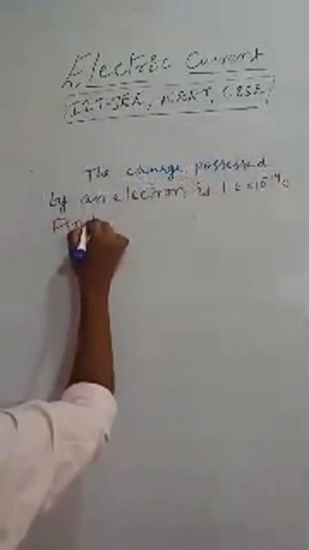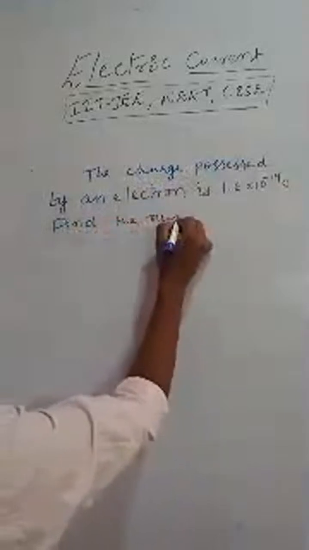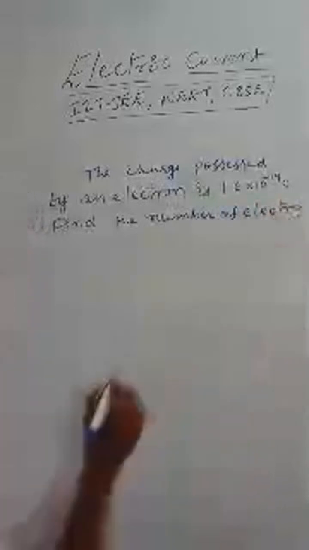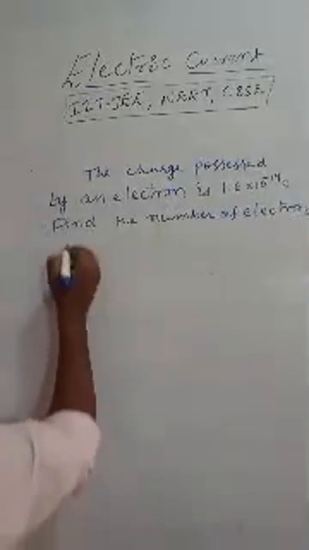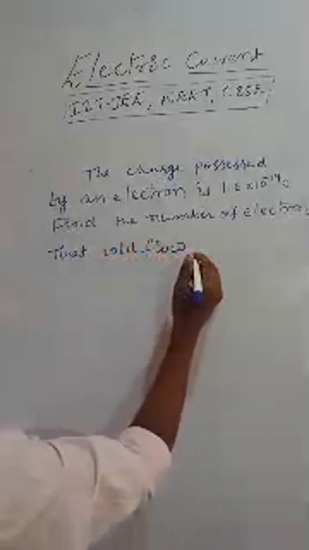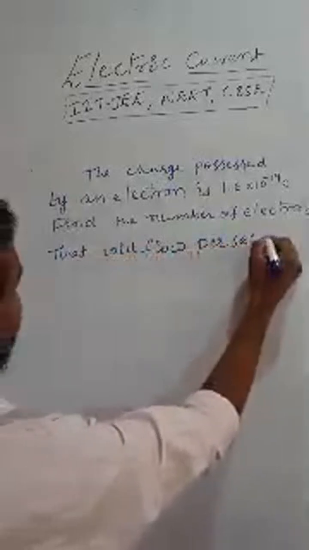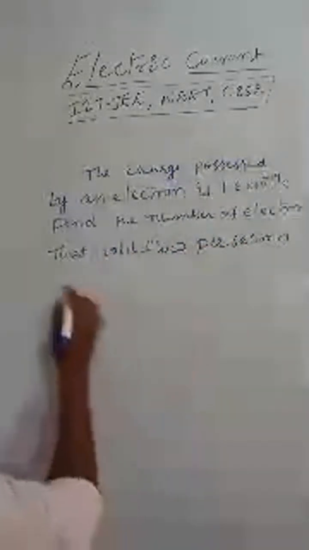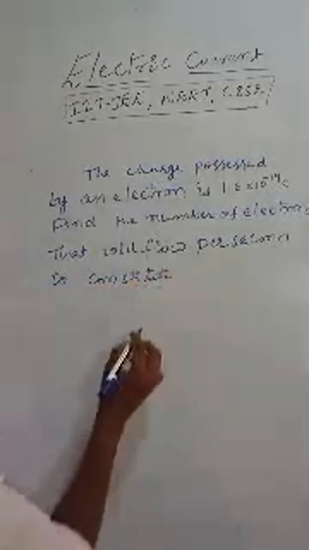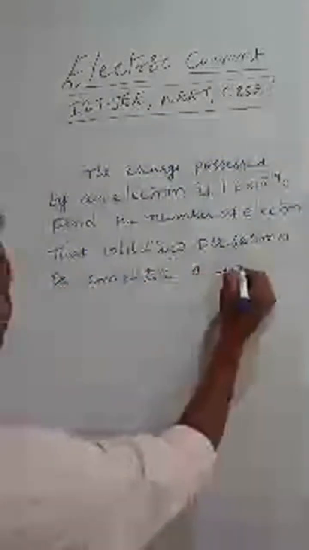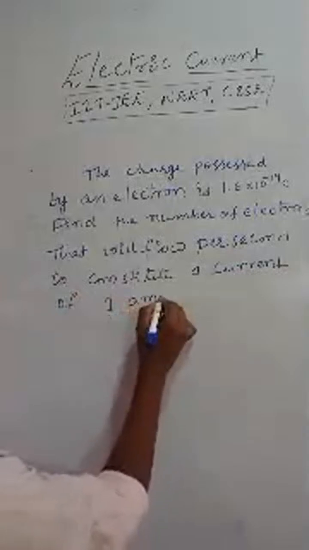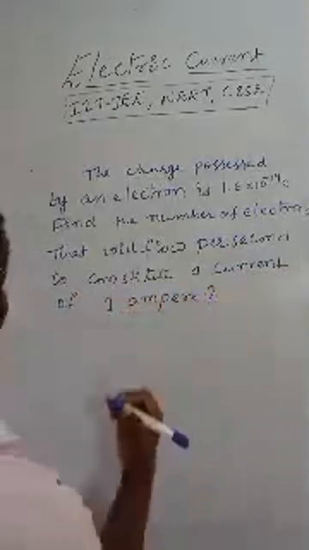Find the number of electrons that will flow per second to constitute a current of 1 ampere. Yes, so this is the question.